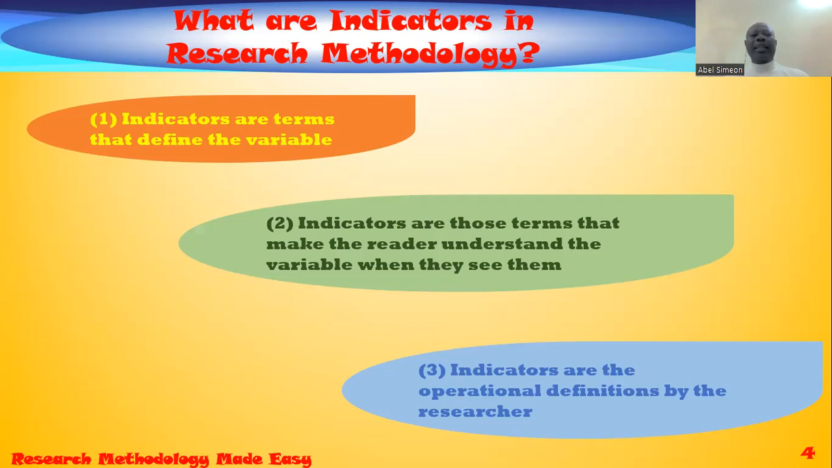So number one, indicators are terms that define the variables. Number two, indicators are those terms that make the reader understand what the variables are when they see them. And number three, indicators are the operational definitions by the researcher himself, what he terms those variables to be. Then I want to tell you again the 7 ways you can get your indicators.